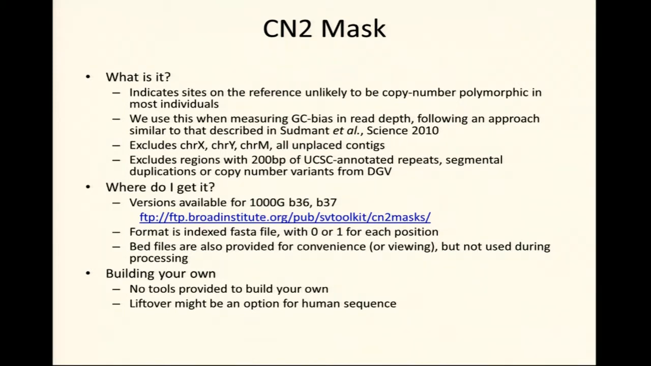So the copy number 2 mask, as we call it, is used in GC bias normalization. If we're going to look at GC bias across the genome, we don't want to get noise from common copy number variants in the genome. So we use a method originally pioneered by Peter Sudmont, where we start with a mask of regions in the genome where we've excluded all the regions from DGV, we exclude the sex chromosomes, anything where there are a lot of repeats from RepeatMasker, and then we use this relatively clean section of the genome to estimate GC bias.